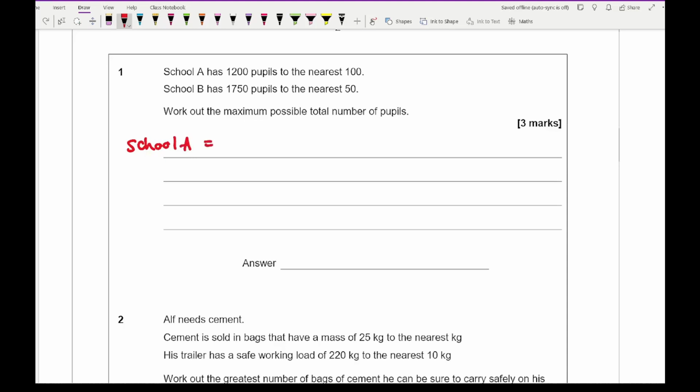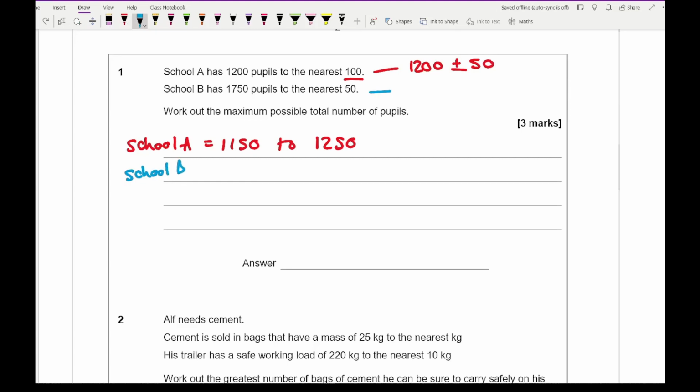now the upper and lower bound to the rounding to the nearest 100 is going to be 1150 to 1250. And the reason how I've got that is 1200 plus or minus half of 100, which is 50, and that will give me my upper and lower bound. Then doing the same to school B.